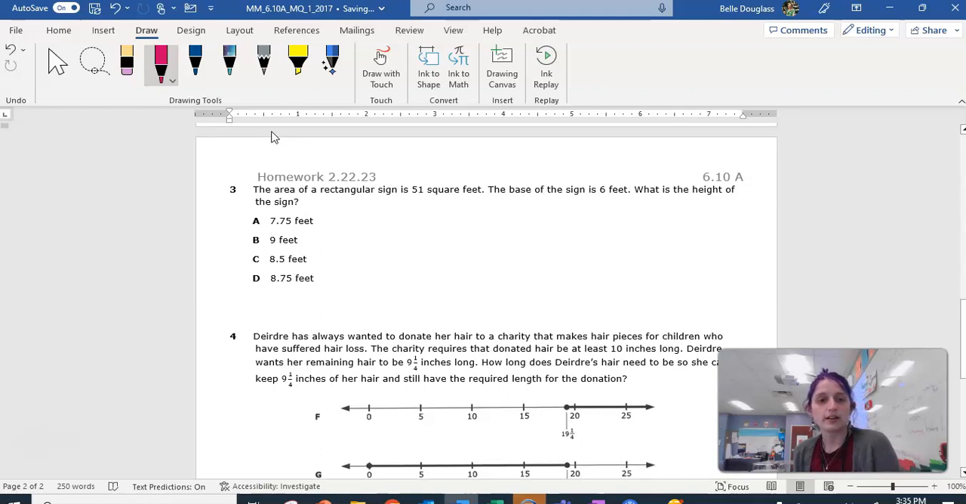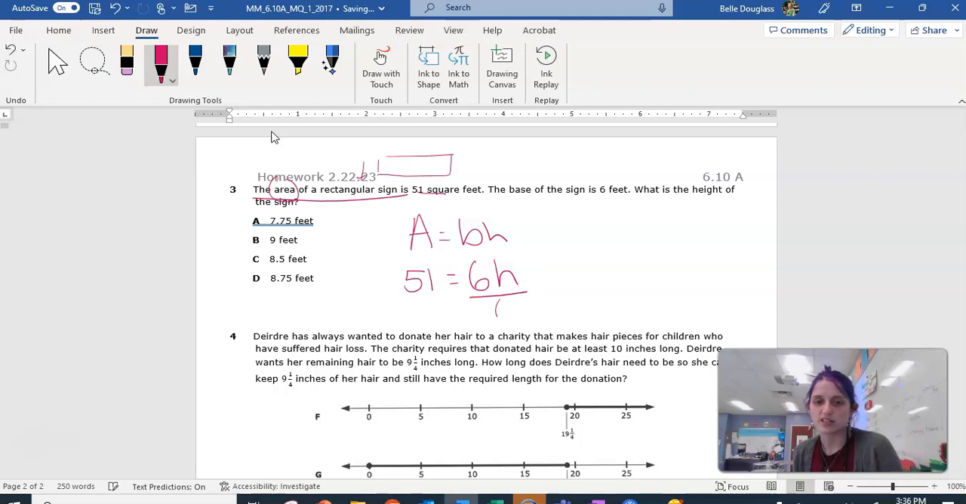Number 3, the area of a rectangular sign. Area, rectangular means it's describing a rectangle. I know that formula. Area equals base times height. Okay, the area is 51. 51 equals, the base is 6, 6 times, what is the height? Oh, we don't know. This is an equation. How do we isolate h and figure out our height? Well, 6 times h, so the opposite of times is divide both sides by 6. 51 divided by 6 will give you your solution.